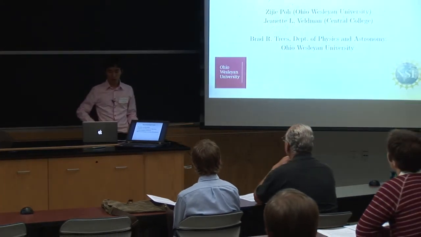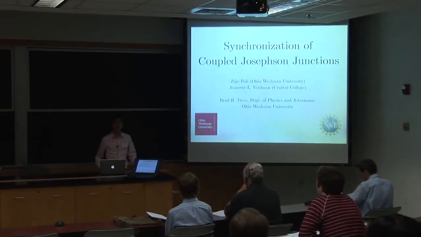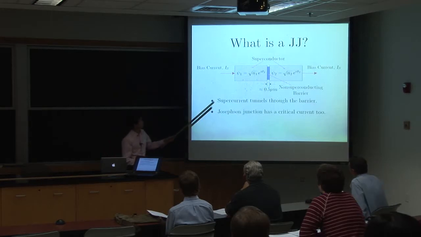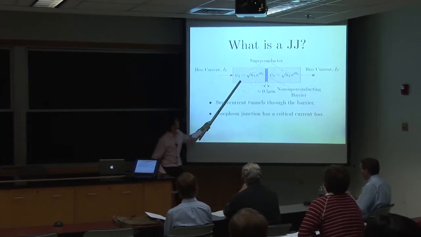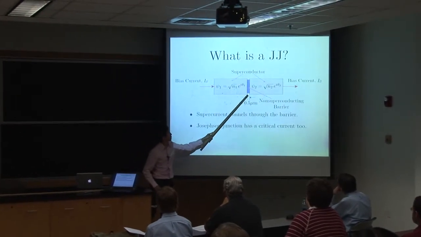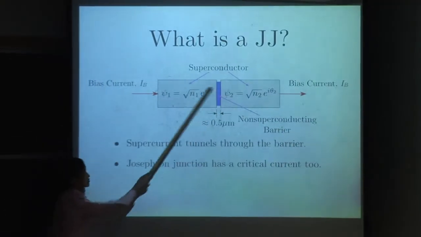Hi, I'm Zijie, and the research I'm working on is synchronization of coupled Josephson junctions. So what is a Josephson junction? A Josephson junction is made up of two superconductors, as shown in gray. And this is the wave function of a superconductor. The two superconductors are separated by a non-superconducting barrier. And this system as a whole is called a Josephson junction.